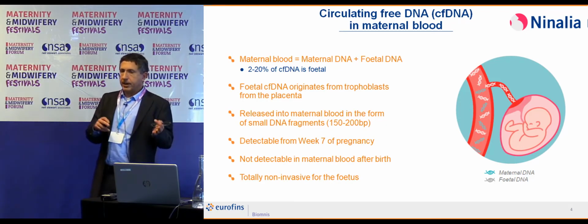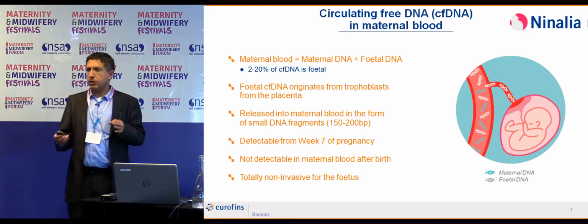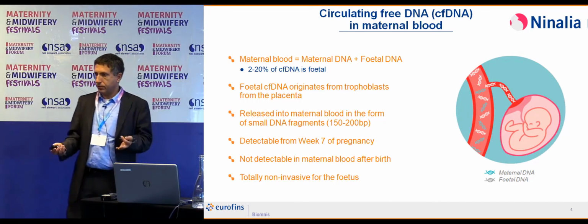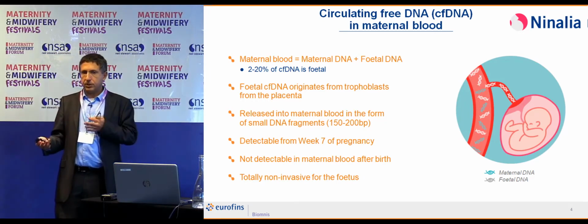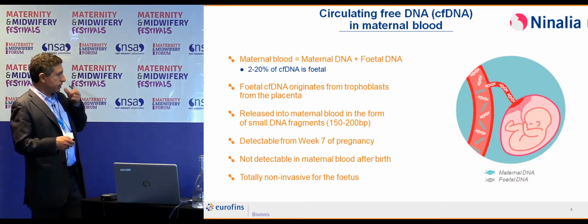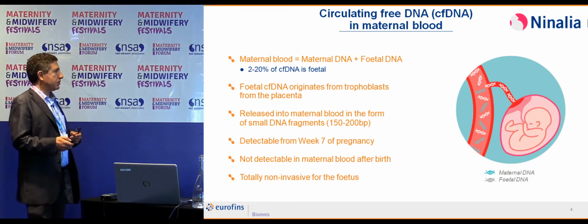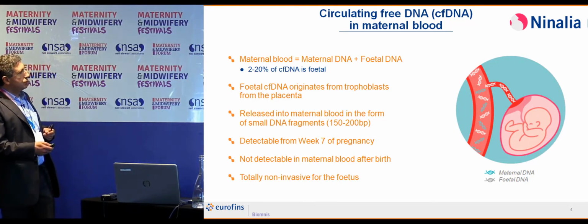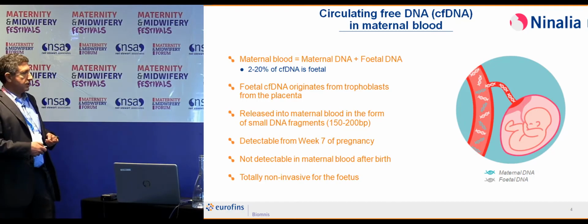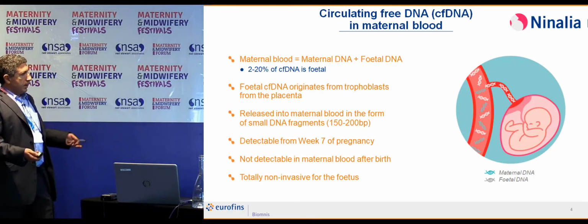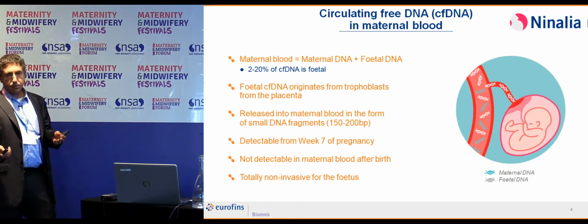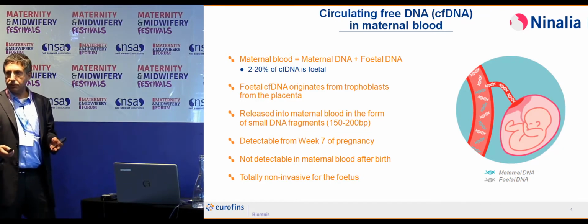There's almost 80 to 98% of maternal free DNA in the maternal blood and 2 to 20% of fetal DNA. This percentage of fetal DNA is called the fetal fraction, which I'll use later. These fragments of fetal DNA are smaller than the mother's ones, 100 to 200 base pairs. We can see that they appear in the maternal blood since week 7 of pregnancy. And the important thing is that this fetal free DNA disappears in the hours after delivery.